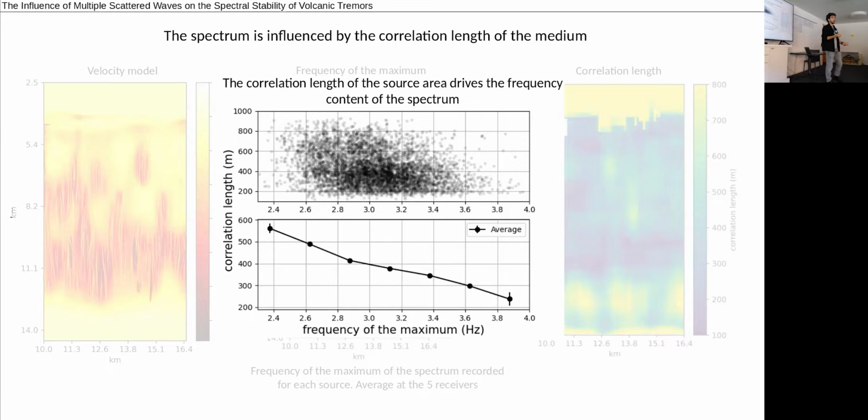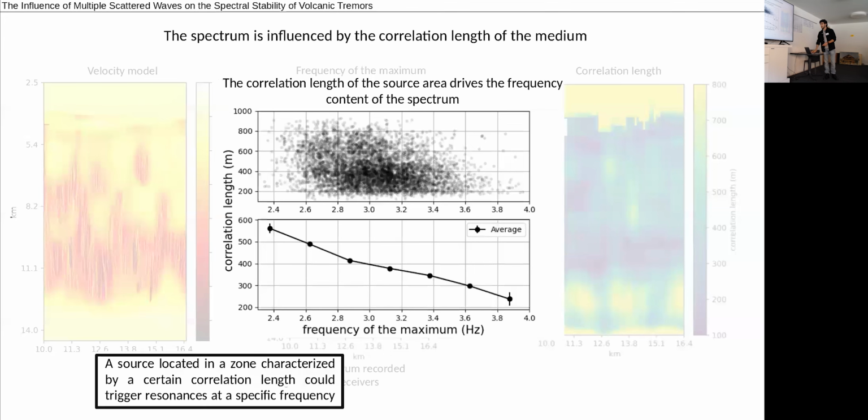So this is something that could be expected from scattering theory, but here the scattering is really complex. There is no statistical distribution of the scatterers. So this means that even in this kind of medium, a source located in a zone characterized by a certain correlation length could be able to trigger resonance at a specific frequency.